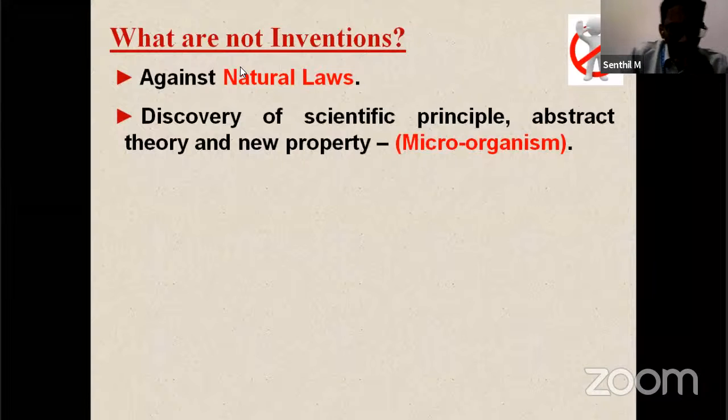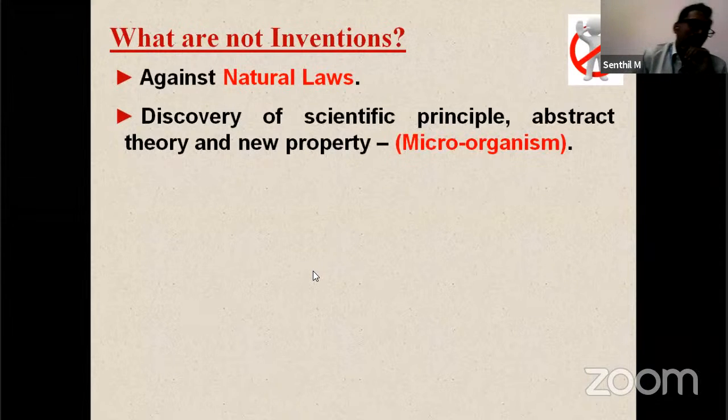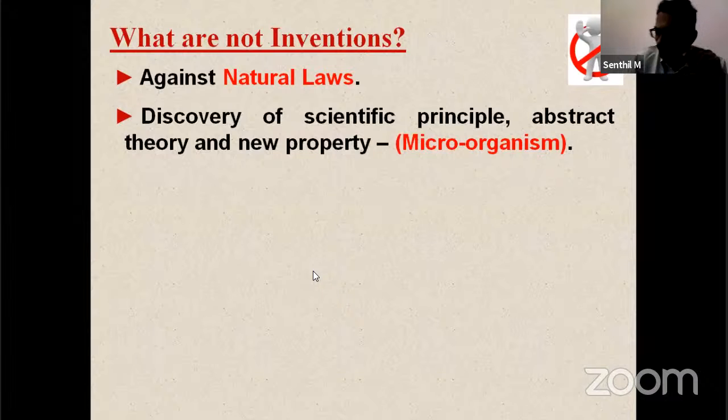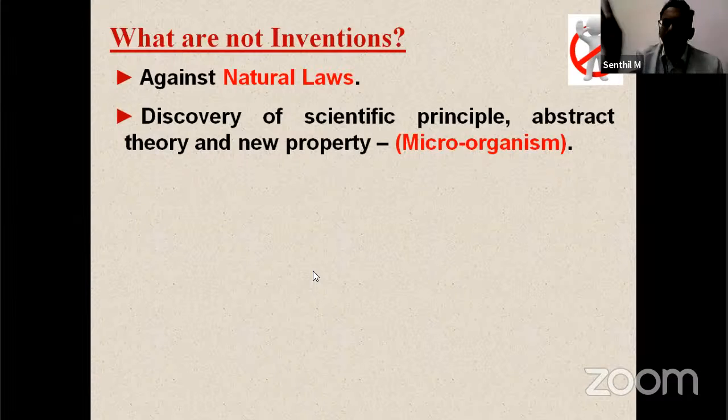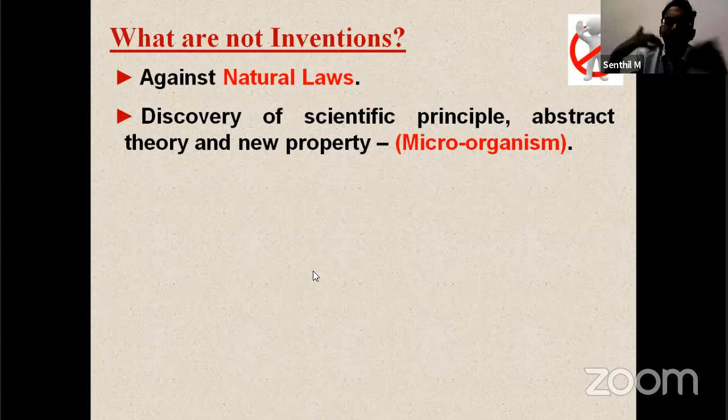Sorry, I had repeated calls. So, discovery of scientific principles, abstract theories, or a new property. For a microorganism, the classical example, COVID. Anybody who identified the patterns, molecule, the design, the DNA, RNA composition, we cannot file a patent for any microorganism. But say we develop an antibody. Right now, a vaccine is a patentable subject matter.